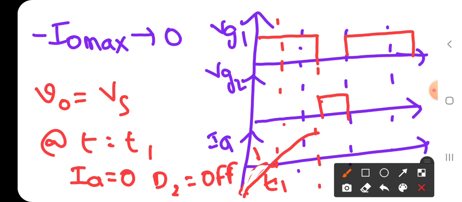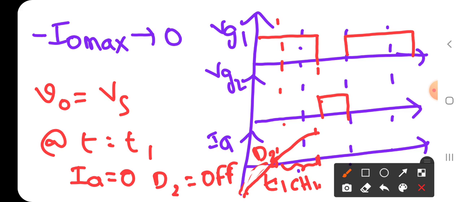In mode 1, D2 is on. In mode 2, CH1 is on. What about the output voltage? Output voltage remains VS. I will draw the output voltage and the source current in the last.